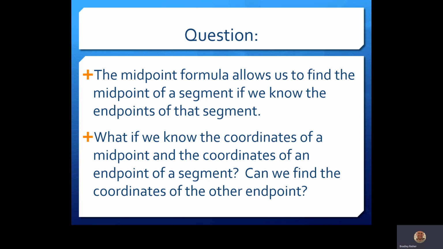So that midpoint formula allows us to find the midpoint of a segment if we know the endpoints of the segment. But what happens if we know the coordinates of the midpoint and we know the coordinates of one of the endpoints? You think we can find the coordinates of the other endpoint? Yeah, sure you can. Well, what you're basically going to do is you're going to work backwards.